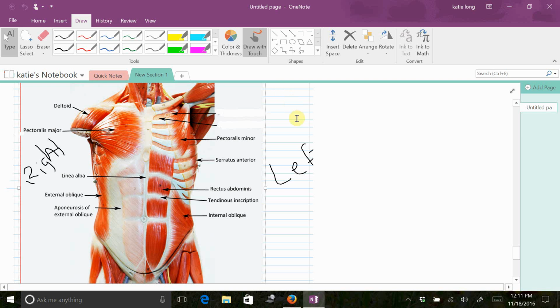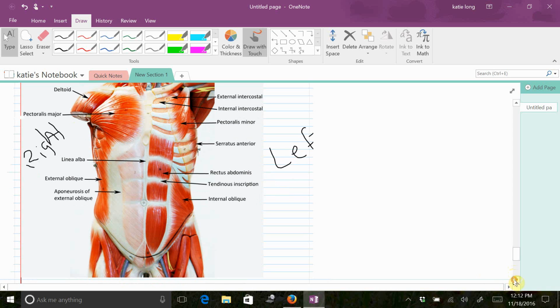So we were labeling our internal intercostals and our external intercostals is what we were doing. So we have our internal intercostals and our external intercostals there. So we'll go ahead and come down to our last image.